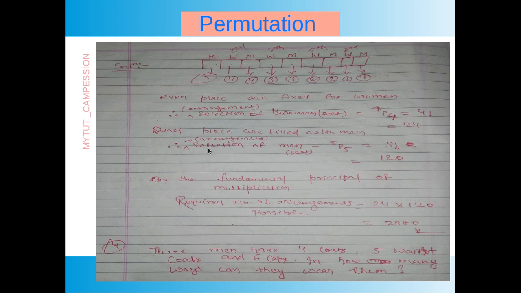Now the fourth question is: 3 men have 4 coats, 5 waistcoats and 6 caps. In how many ways can they wear them? This is for your homework. Try to solve it. If you have any problem, then ask in the comment box.